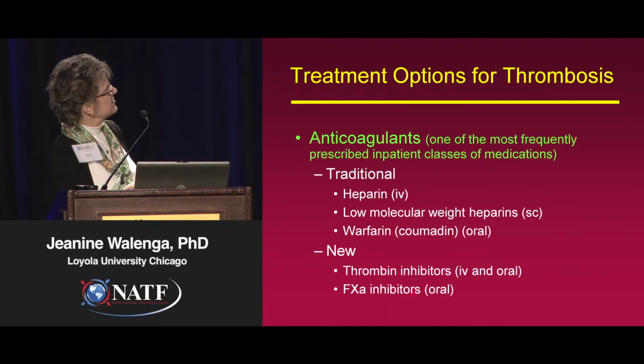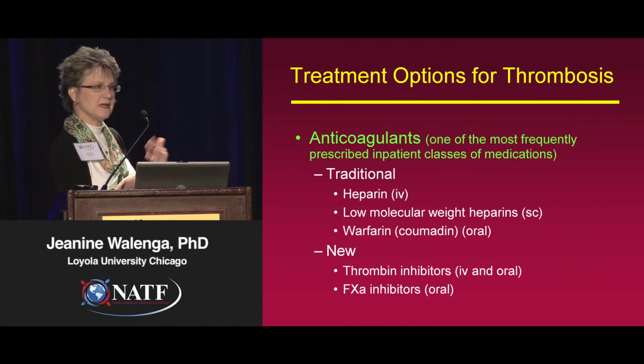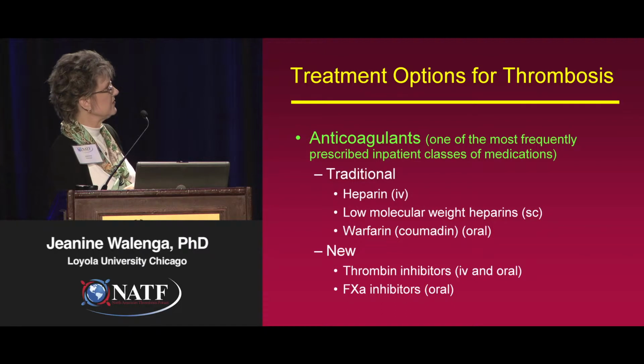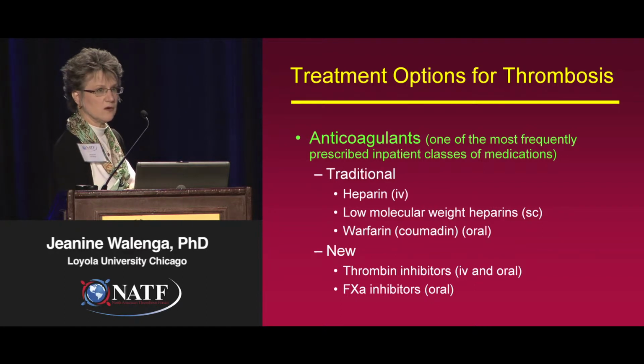So the treatment options for thrombosis, if we do have that imbalance and there is unwanted blood clotting that does occur, the traditional anticoagulants that we have used for over 50 years include heparin, which is an intravenously given drug. The sister drug to heparin is the low molecular weight heparin given subcutaneously, and warfarin or Coumadin, which was the only oral anticoagulant that we had for all these years.